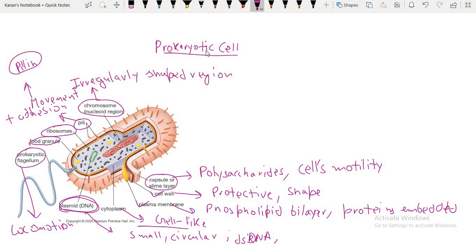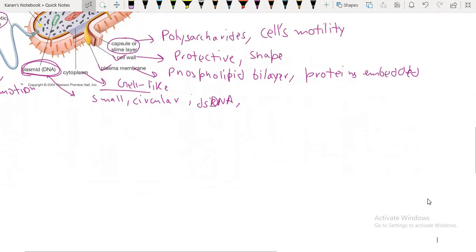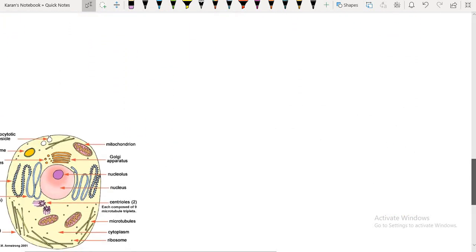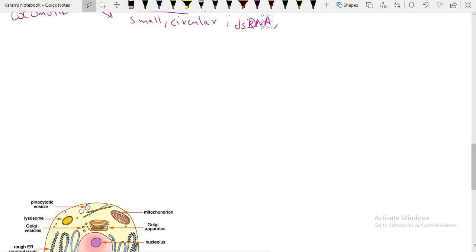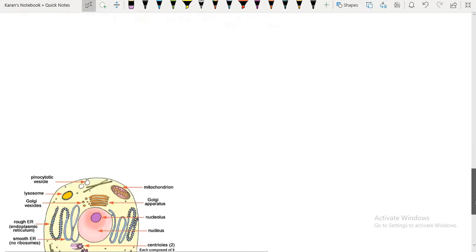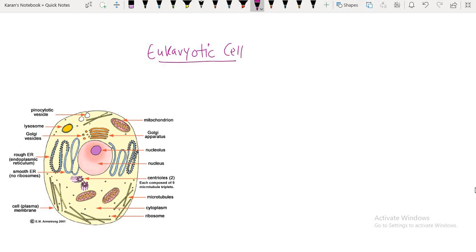Now we are going to discuss the next type of cell, which is the eukaryotic cell. So let us move towards the next cell, the eukaryotic cell. Now here, though we have done the eukaryotic cell earlier, I will talk with reference to the animal cell, especially the animal cell. So it is the eukaryotic cell, right? And I have taken here the animal cell, though there can be a plant cell as well, right?